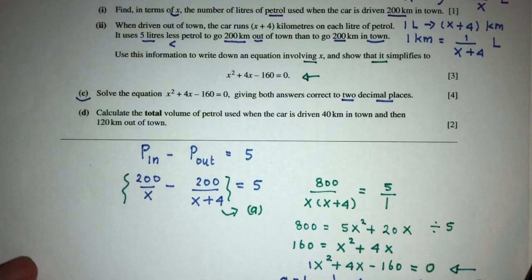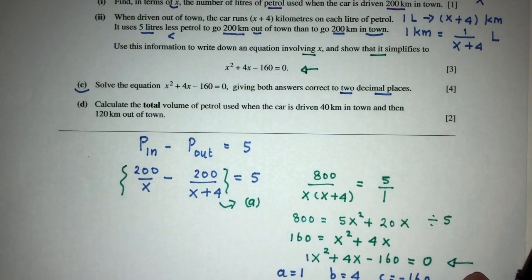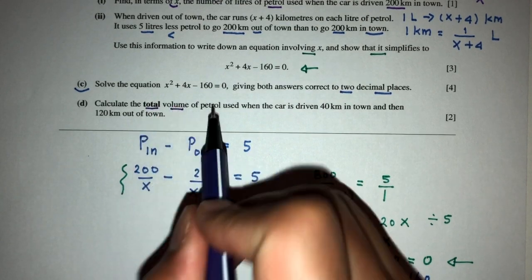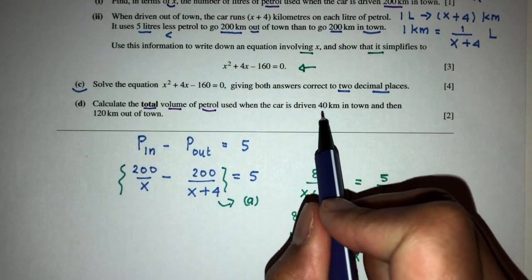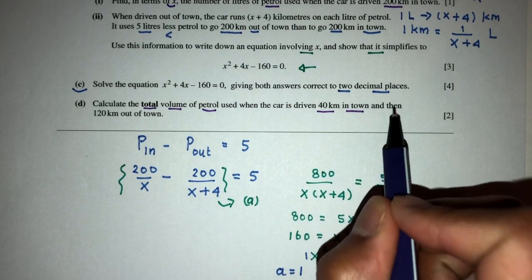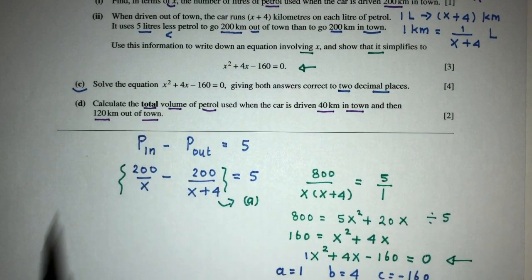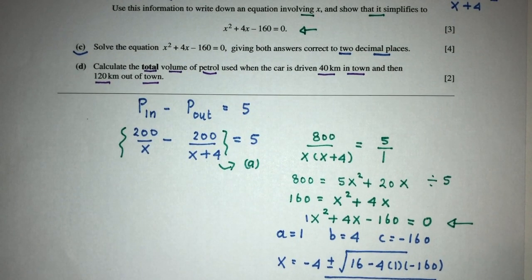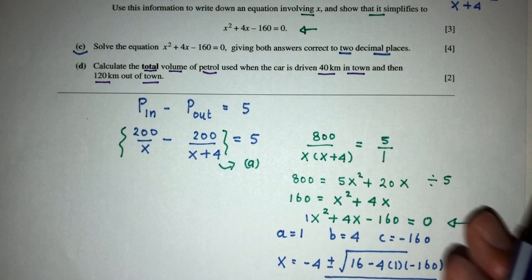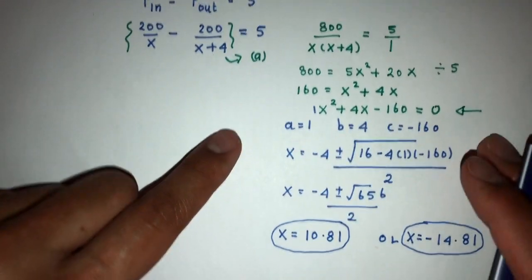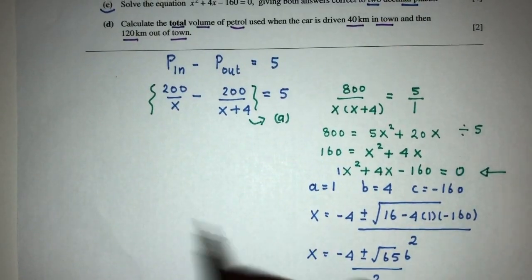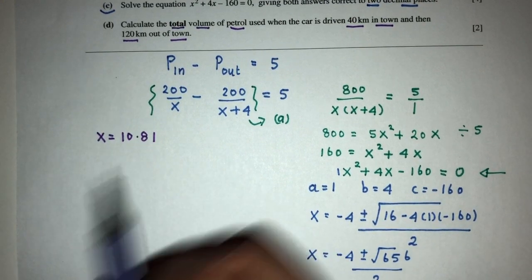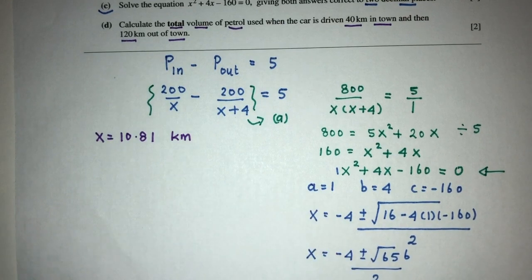Okay. Now for part D, we have to find the total volume of petrol used when the car is driven 40 km in town and then 120 km out of town. So pretty easy, one by one. Which value of x will you be using? Now what is x? X is kilometers. It cannot be negative, so you will use x as 10.81, obviously. That is distance.